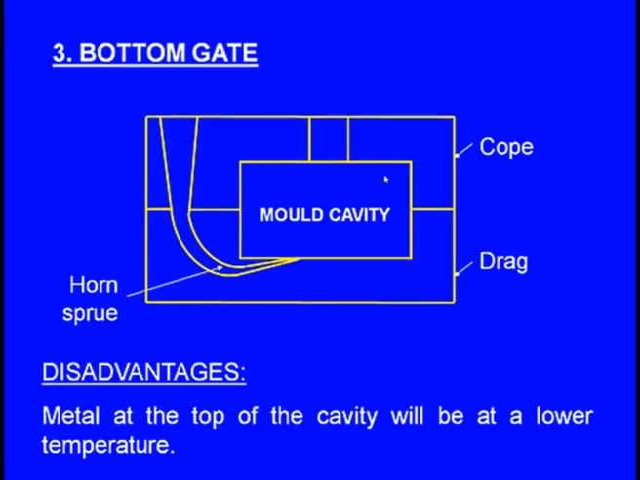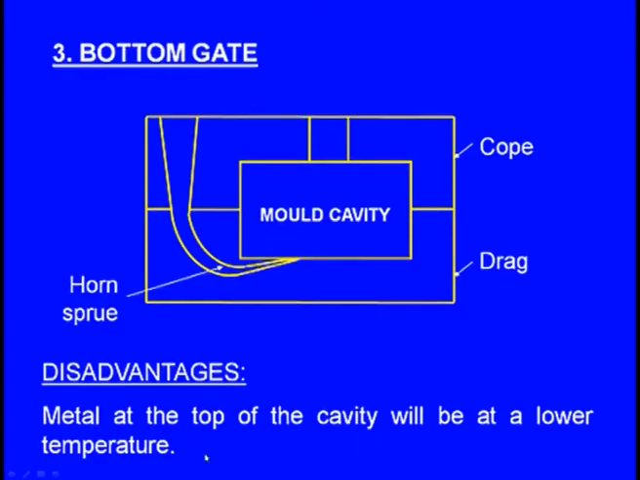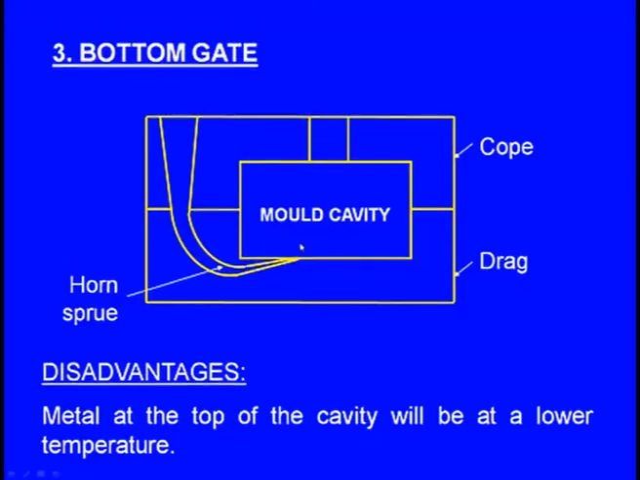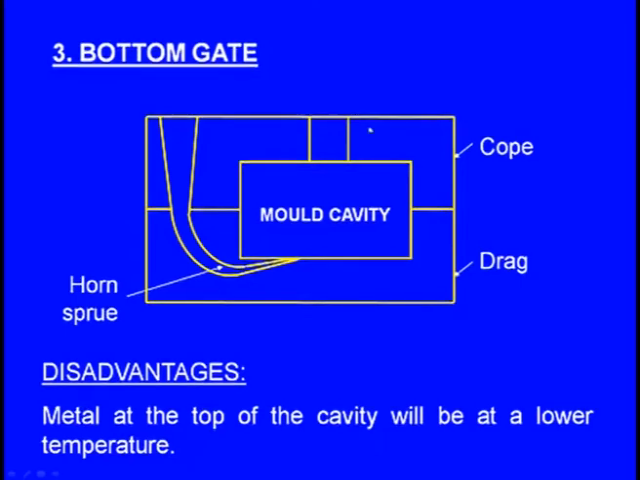Now, what are the disadvantages of the bottom gate? Metal at the top of the cavity will be at a lower temperature, is it not? The metal that is filled initially will be going up and the new metal will be occupying at the bottom. Now, what happens? At the top, there will be a lower temperature metal and at the bottom, the temperature of the metal will be higher. Now, the riser is here. You can see here, the riser is here.